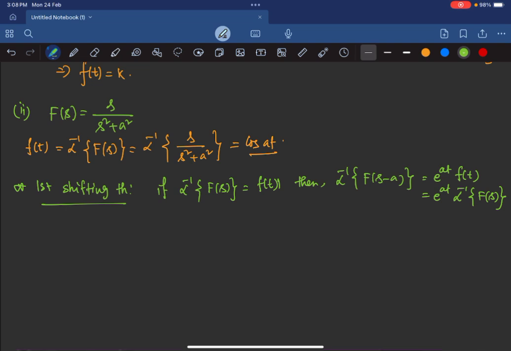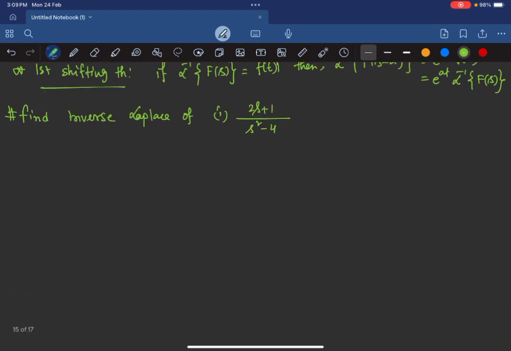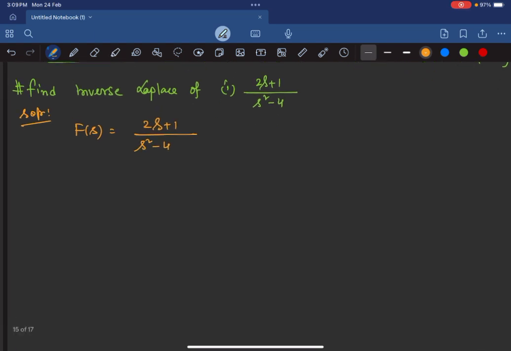Okay, we can take one question here: find the inverse Laplace of 2s plus 1 by s square minus 4. See the solution, see the process. First, you write down this F(s), 2s plus 1 by s square minus 4.